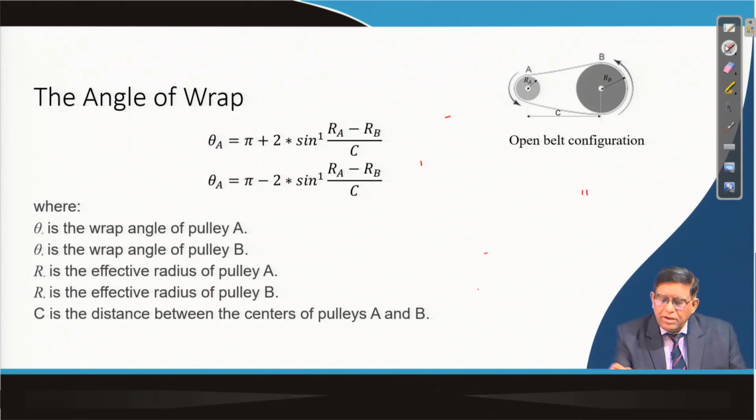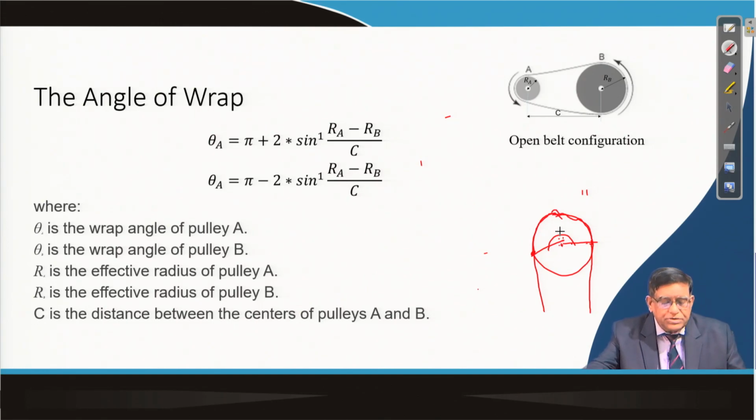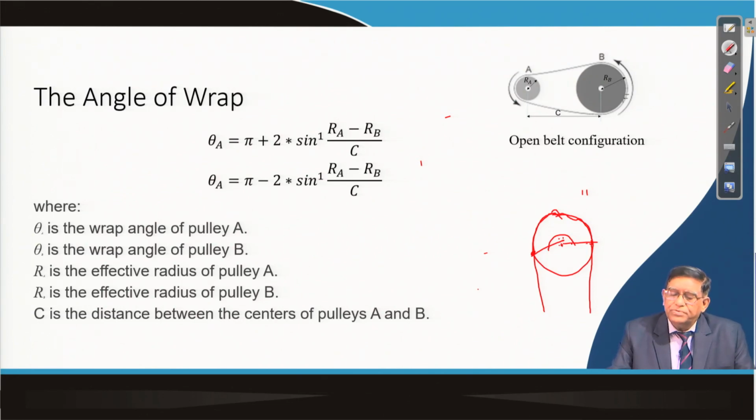So, basically when we have a belt drive, the belt is running over the pulley. When a belt is going like this, it is connecting with the pulley, and there is a center, and it is subtending an angle. This angle is called the angle of wrap, and it is calculated, or it depends on the type of belt drive system.